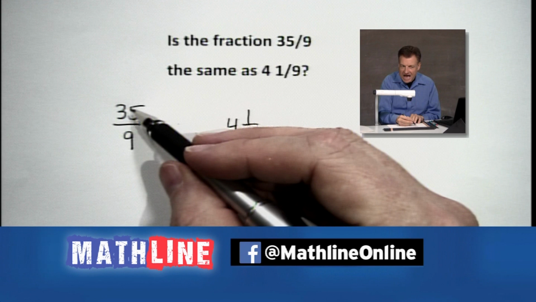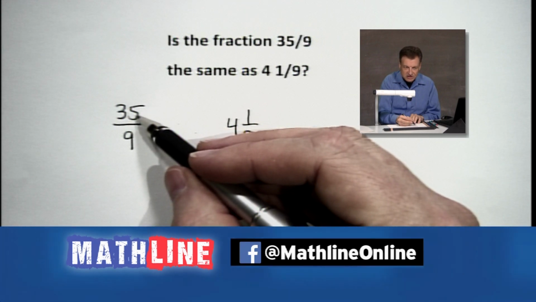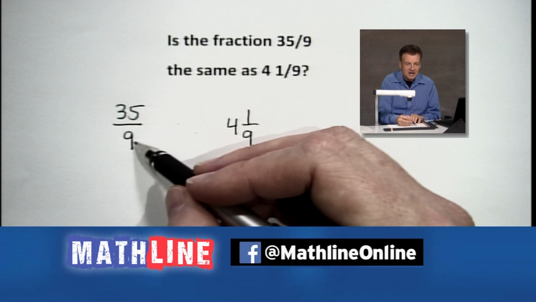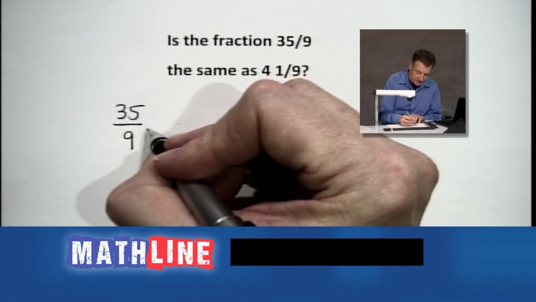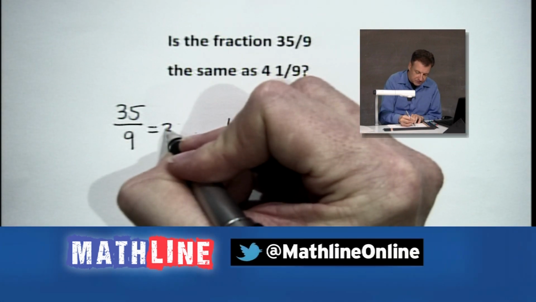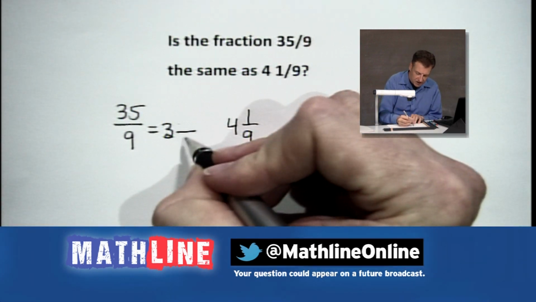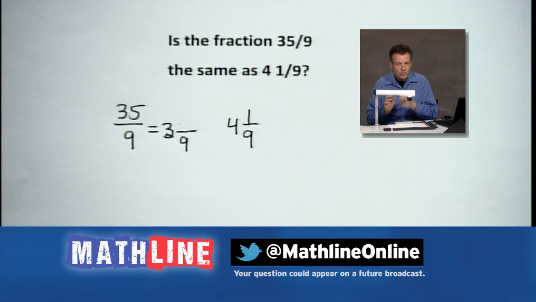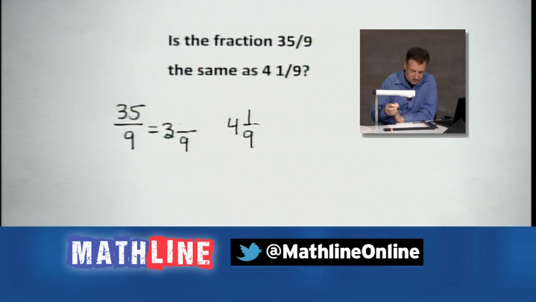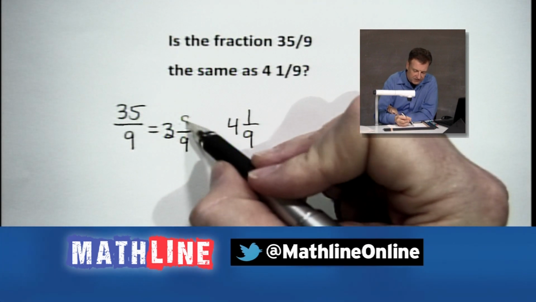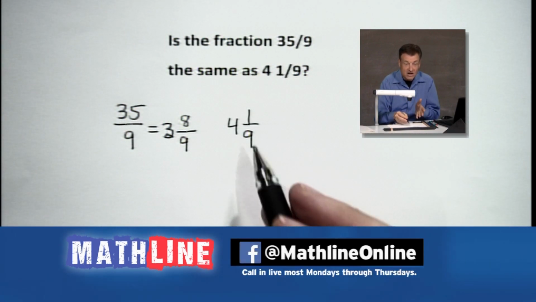I could divide 9 into 35 and see how many times it goes. All right, I could do that. And I believe 9 is going to go in there only 3 times. That already tells me something's off and messy, but let's go ahead and finish it off. 3 times 9 is 27. Subtracted from 35, you're going to have 8/9. Well, obviously they aren't the same.